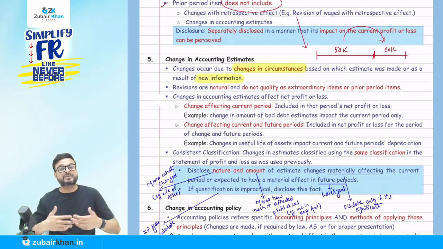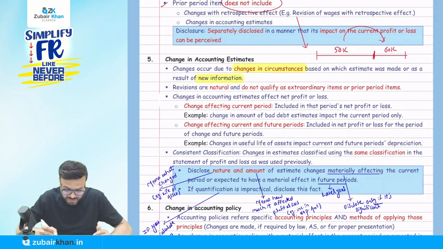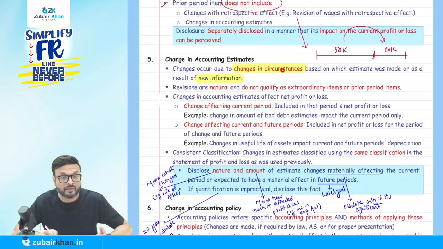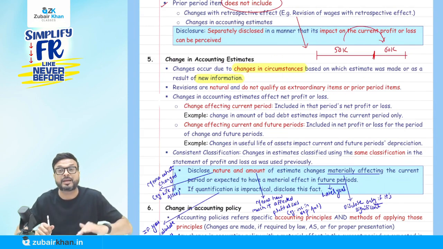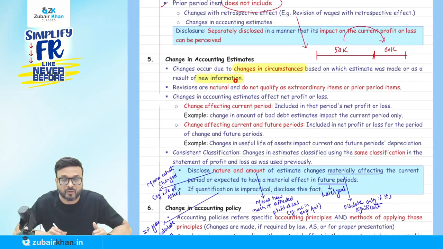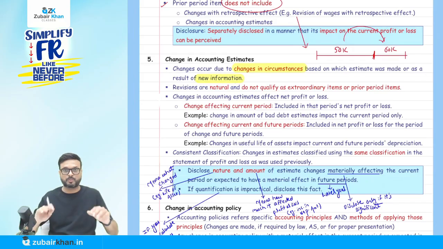Now why does the estimate change? The changes occur due to a change in what? Circumstances. So when there is a change in circumstances, the situation changes based on which the estimate was made in the past, or as a result of what? New information. Now understand these 2 points.